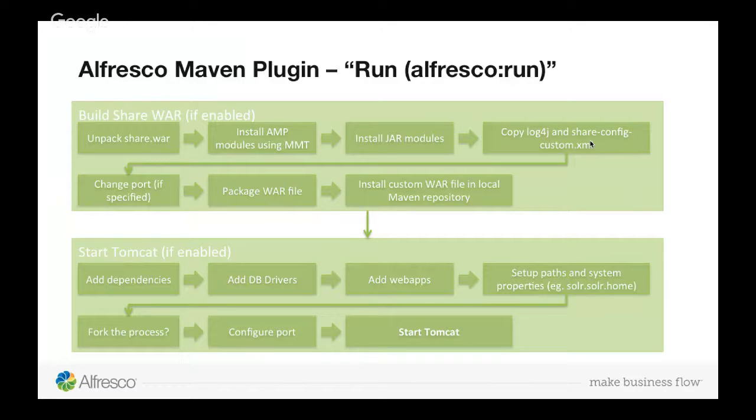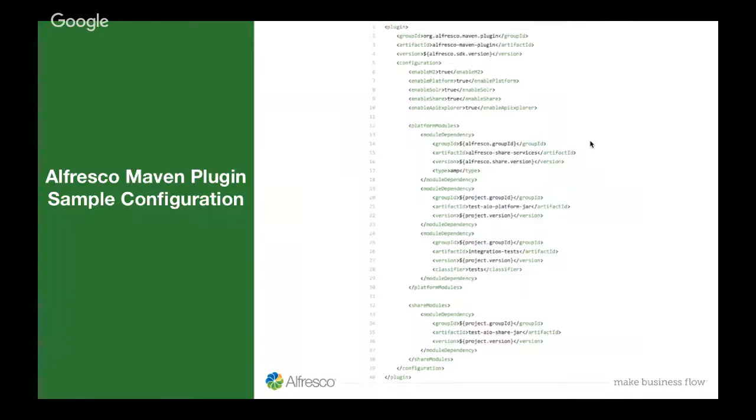Then the last thing is that if we need to start Tomcat again, all of this is optional. So maybe you want to control the Tomcat plugin yourself. In that case, you can do that. But if not, then we add in some dependencies. We add some database drivers. Again, remember those configuration items: enable MySQL, enable Postgres, enable enterprise databases. It adds in these drivers for you. Then it adds the web apps and sets up some paths and everything. Checks if we need to fork the process, yes or no, configures the port, and then we start it up. And that essentially gets you to the point where you have everything running with Solr, with Share.